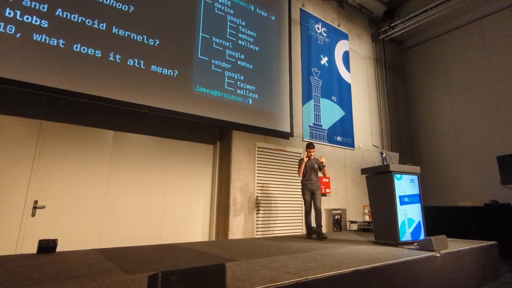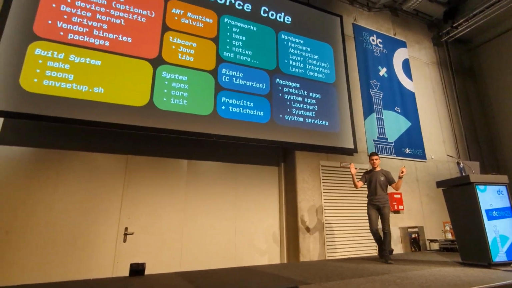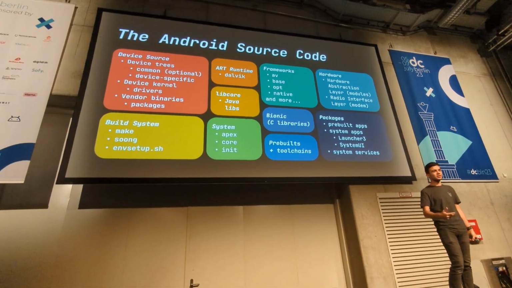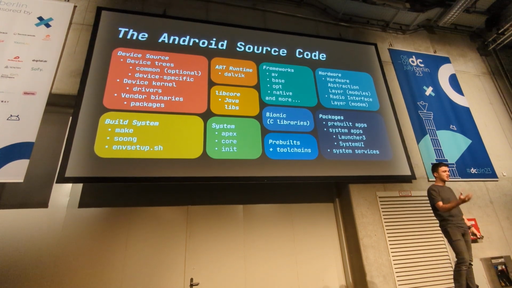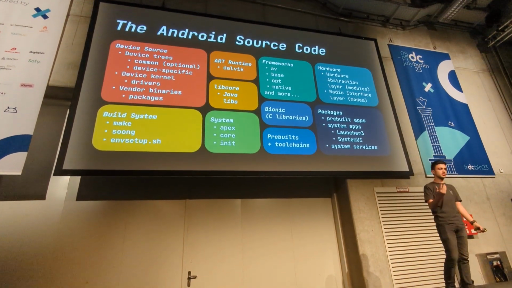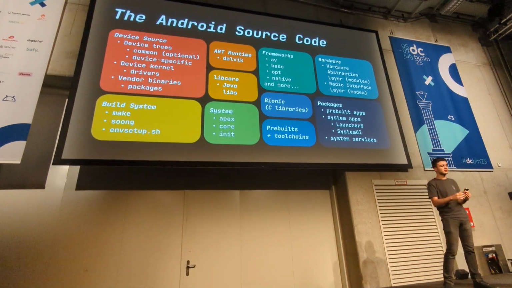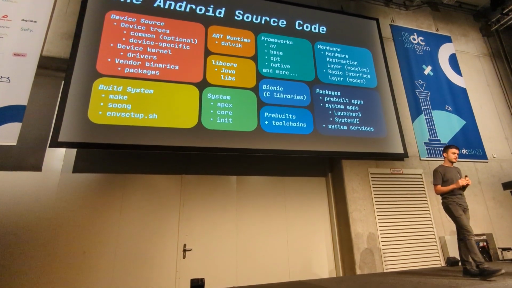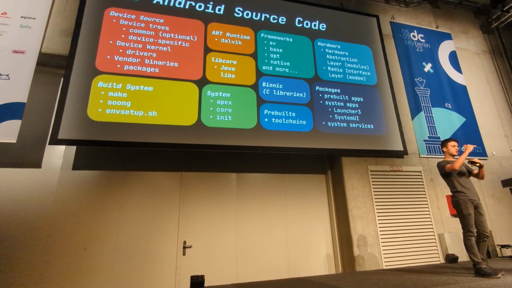Let's take a step back and see the whole picture. The Android source code, it's big. Yes, when you synchronize your source code with a manifest as shown by AOSP's code, it's quite big. I split them up in small sections. So the device source code makes this part of it.